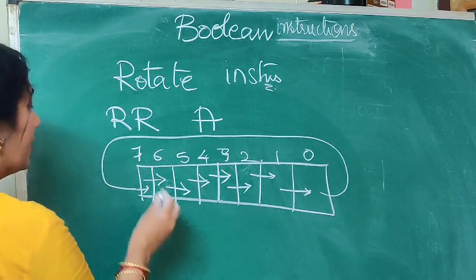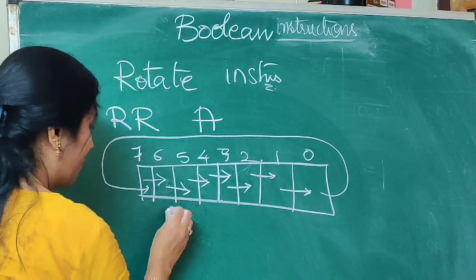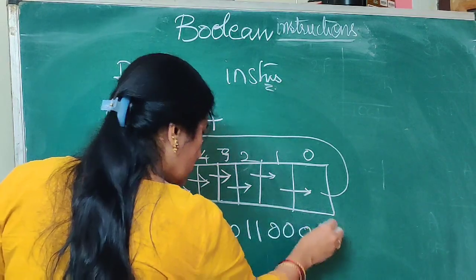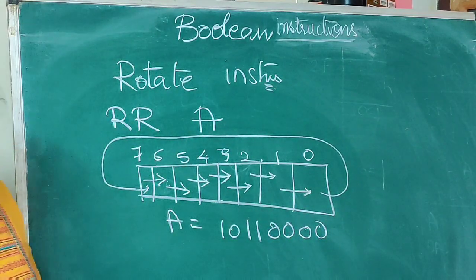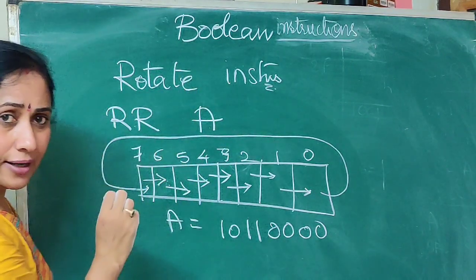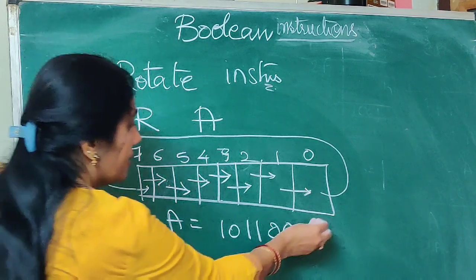Say I am having certain data in the accumulator. Say 1011 0000. So this is the data I have loaded in the accumulator. Now if I say rotate right accumulator, then what's going to happen?